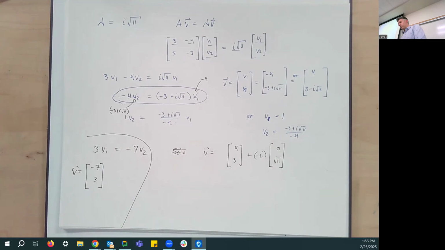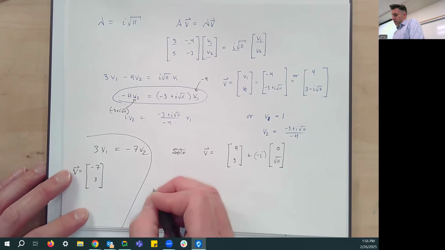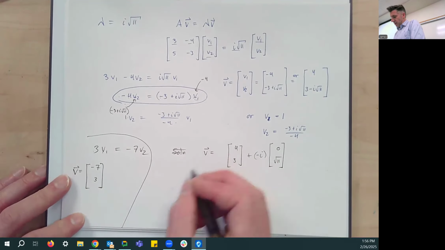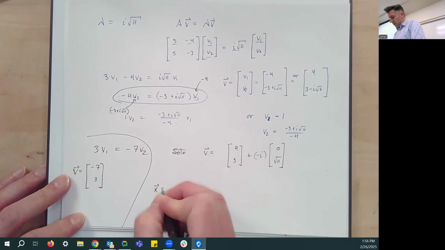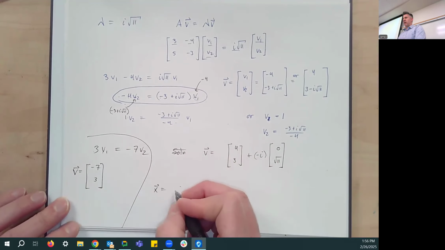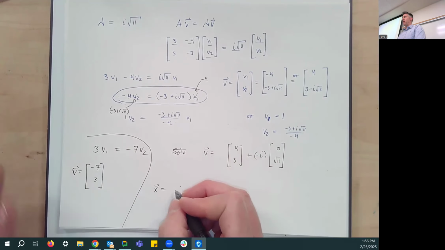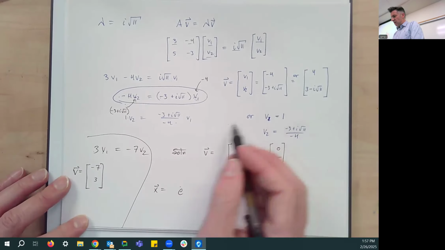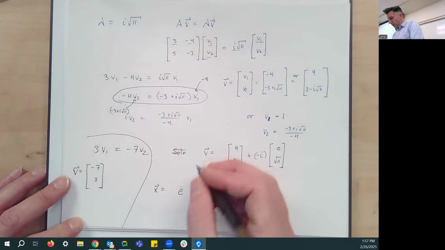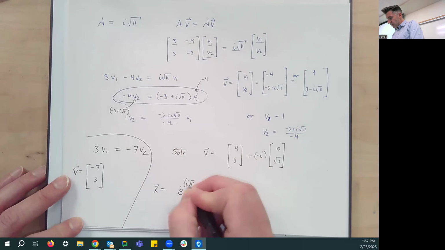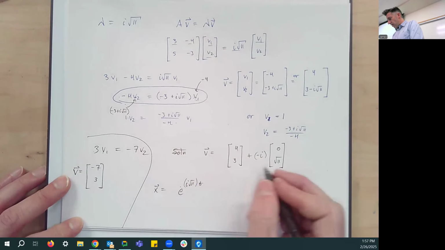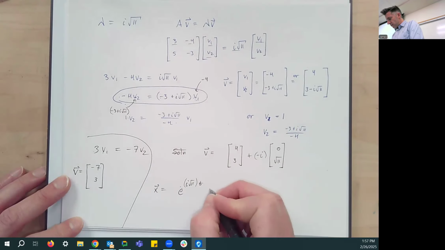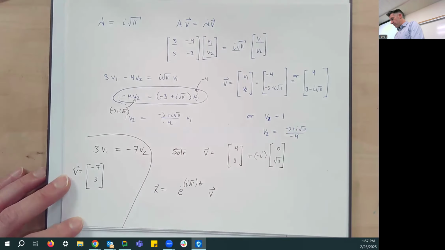And then we would write our solution as x equal to... he doesn't like to write the c in the beginning. He just likes to write e to the lambda t times v, which is totally fine. So it's e to the lambda, this lambda, i root 11 t times our vector v, which I should have written, but I'm a fool.